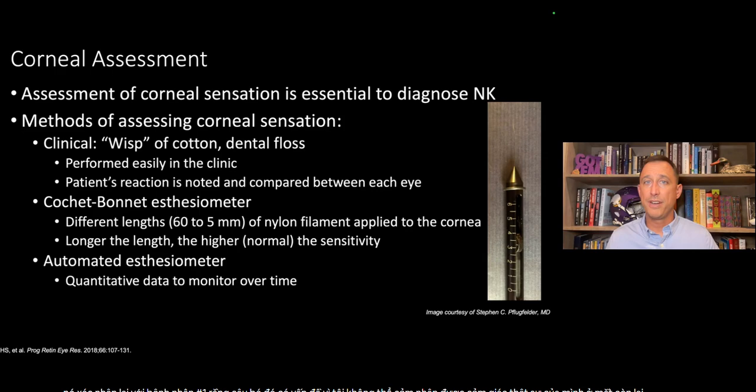The challenge comes when you have diabetic patients, that it's a bilateral condition. You have to watch the reaction of the patient. You may have to test different quadrants to determine. So a wisp of cotton is very easy. Dental floss is an option. If you're someone that likes quantitative data, then a Cochet-Bonnet would be one. The longer the length, the higher normal the sensitivity. The shorter the length on Cochet-Bonnet, the less sensitivity they have. And then they even have automated ones as well that will give you quantitative data.